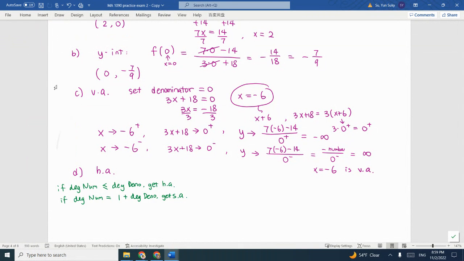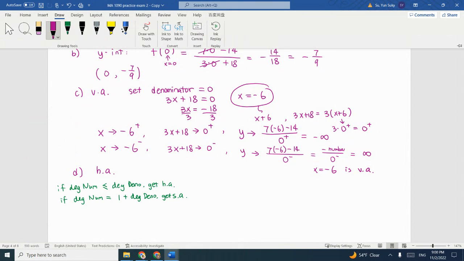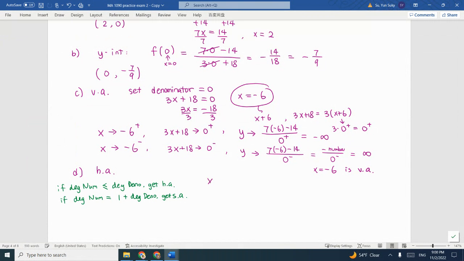Okay, so in this case, the degree of the numerator is 1 and the degree of the denominator is also 1, so the degrees are the same, right? So we have a horizontal asymptote. To find the horizontal asymptote, we let x go to infinity.